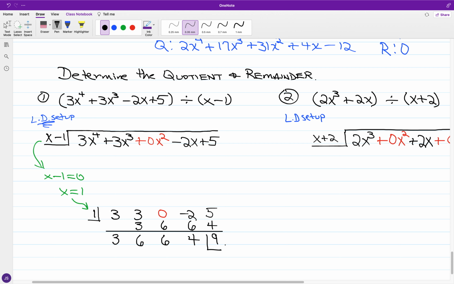Okay. So here, the remainder is going to be at 9. And for what we have for the quotient, that's going to be in reference to 3x to the third plus 6x squared plus 6x plus 4.